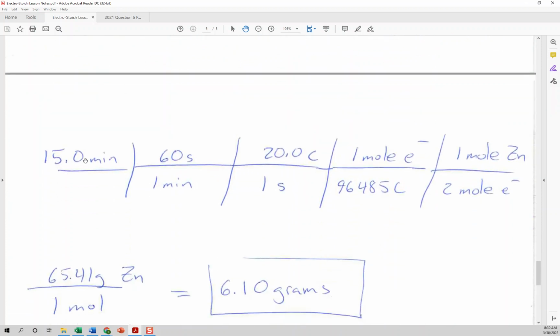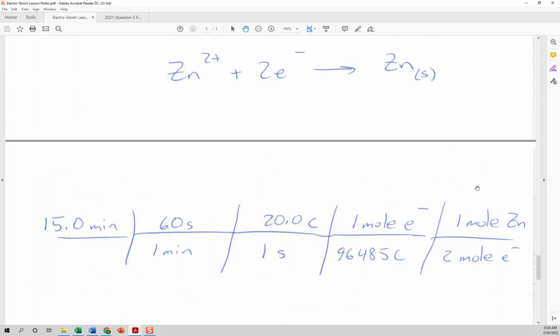All right, so we would take our 15 minutes, and we got to convert it to seconds because amps is coulombs per second. So 15 minutes times 60 will give us how many seconds? Seconds times amps. Remember, amps is coulombs per second. That'll cancel out seconds and give us coulombs. Coulombs divided by Faraday's constant will give us moles of electrons. Our mole ratio for this reaction was 1 mole of zinc for every 2 moles of electrons.